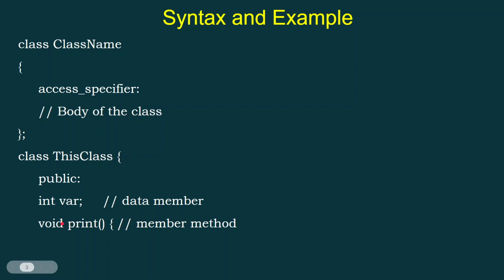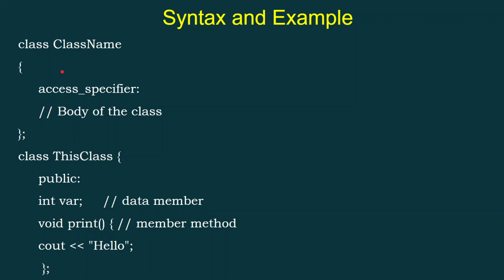Void is the return type and print is the function. There are no parameters, it's an empty parenthesis, a function without parameters. So this is the member method. Open the brace and mention the line of code, cout hello, and then close it. Note the semicolon here. So this is the simple definition example of a class.